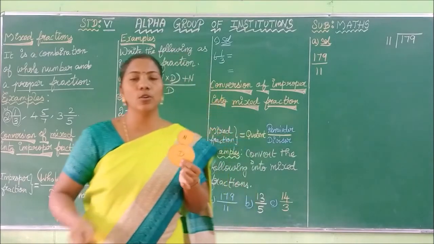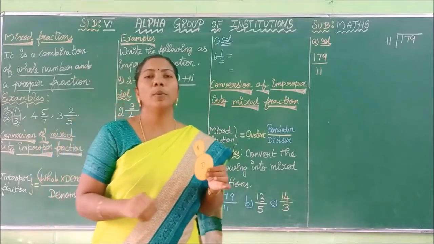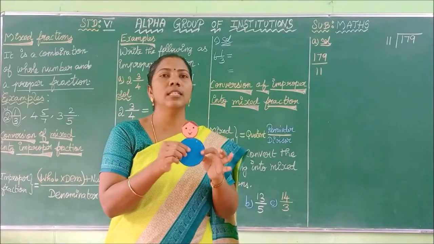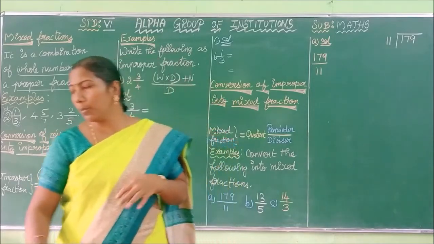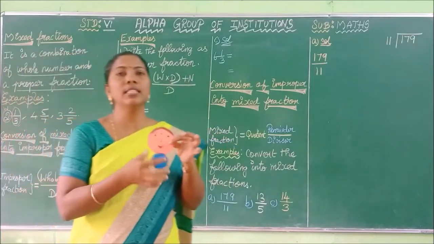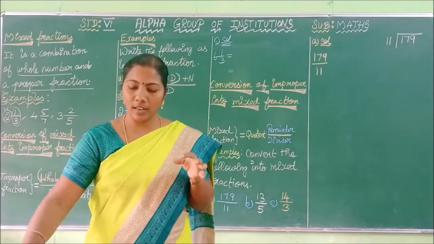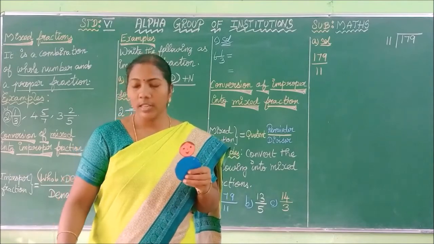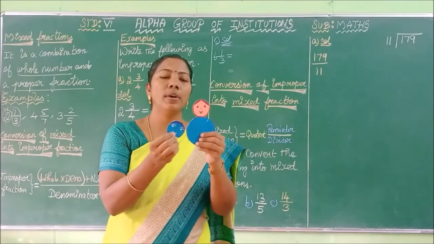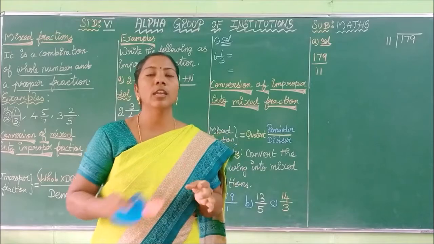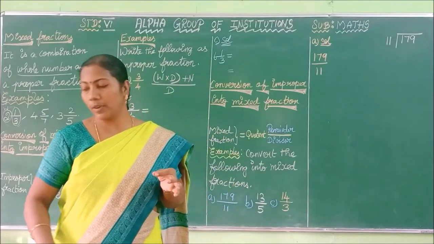Do you understand, children? Okay. What is meant by proper fraction? Numerator is less than its denominator. And what is meant by improper fraction? Numerator is greater than its denominator. And what is meant by mixed fraction? A combination of whole number and a proper fraction. Okay, these are the three main types of fraction.